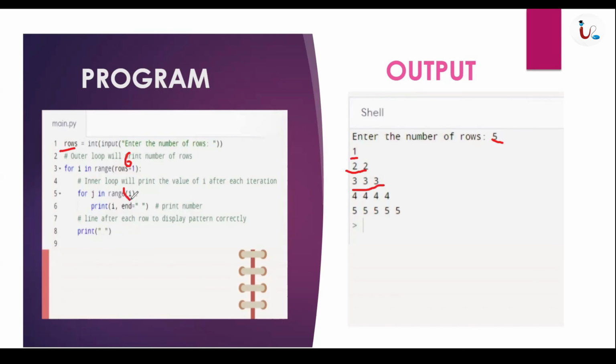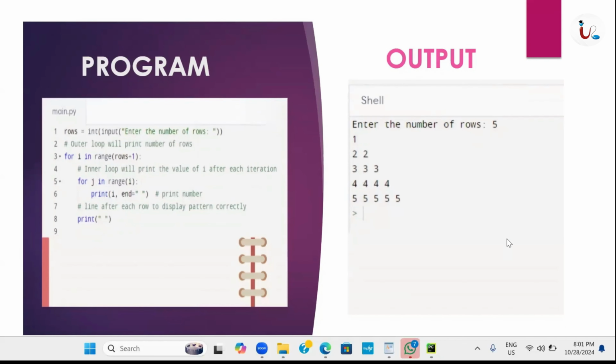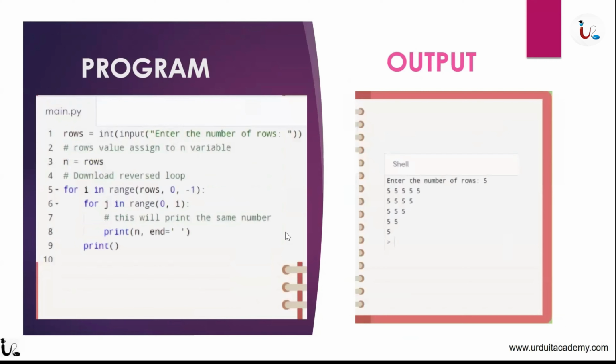Because here we are printing i. Remember, this is i, we are printing the i. Now in the next execution, when i is 4, the j loop will execute up to 4, like j in range 4, which means 0 to 3. Total 4 times it is printing 4. Like that, it will print 5 also. You can try.